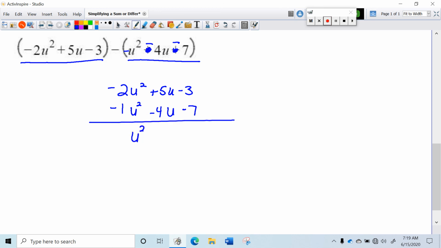So for my u squareds, -2 and a -1 is a total of 3 negatives. For my u, 5 take away 4 is a +1, and then a -3 and a -7 is a total of 10 negatives.